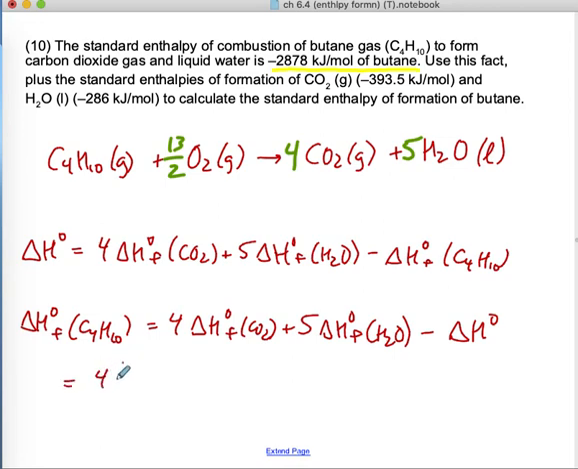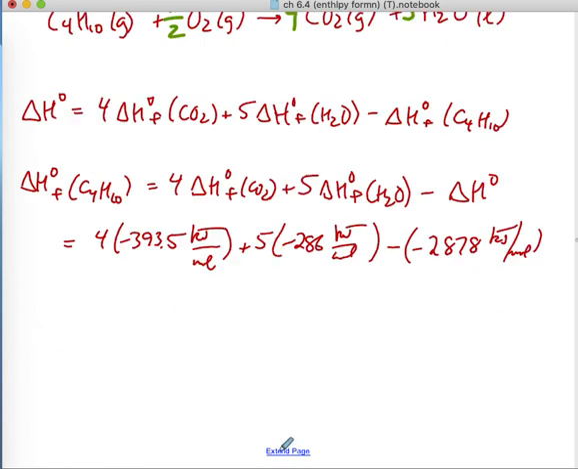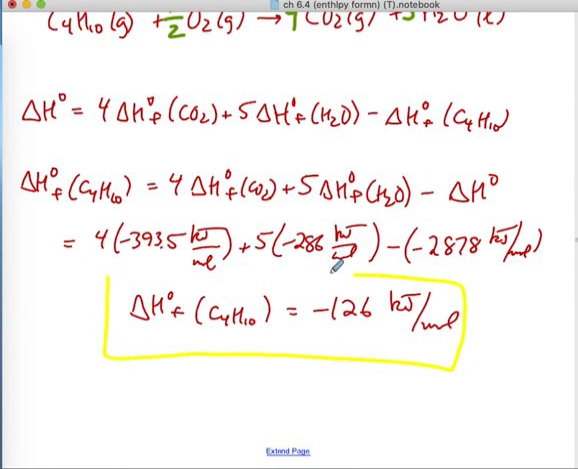So this is equal to 4 times negative 393.5 kilojoules per mole plus 5 times negative 286 kilojoules per mole minus negative 2,878 kilojoules per mole. Pay attention to signs. And we get that the standard enthalpy of formation of butane gas is equal to negative 126 kilojoules per mole. Even though it's almost impossible to form butane gas from its elements in their standard states and measure the enthalpy change, we're able to calculate the enthalpy change using Hess's law. That's pretty much chapter 6.